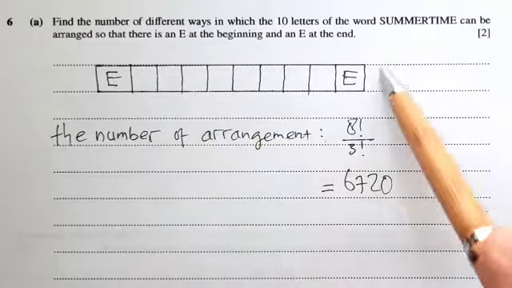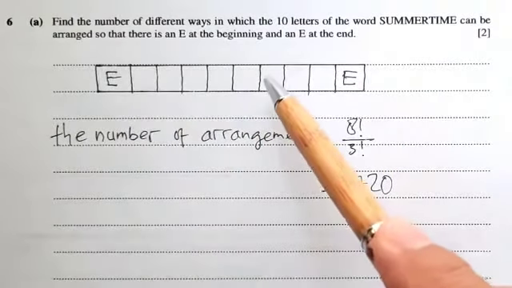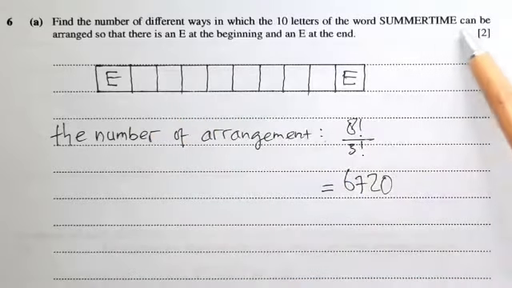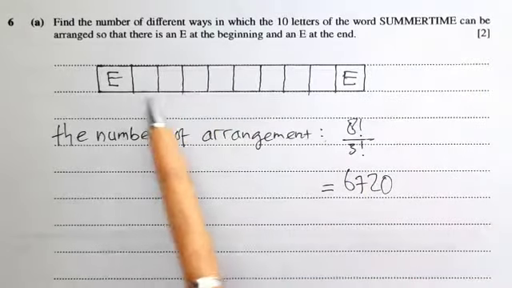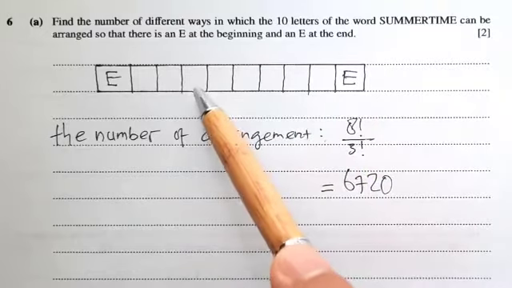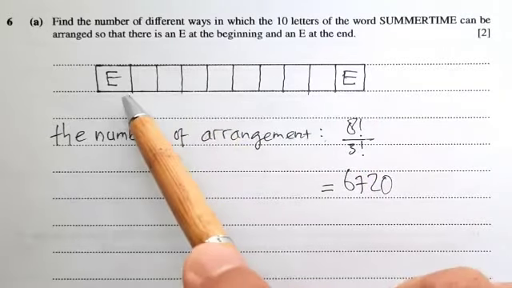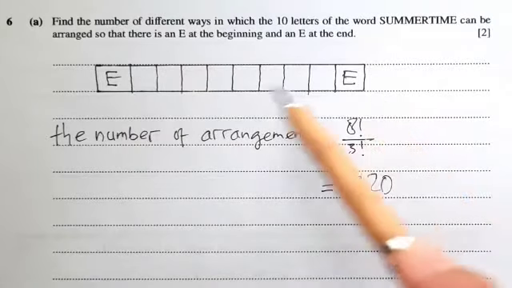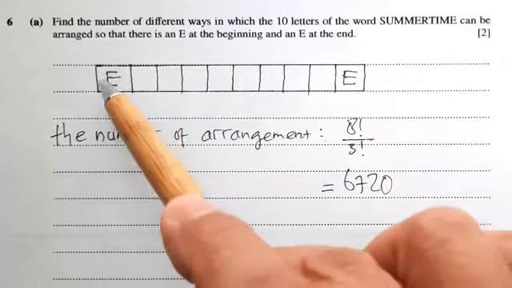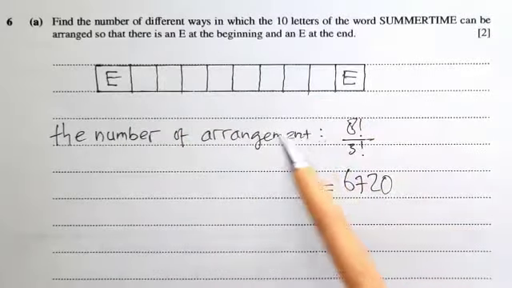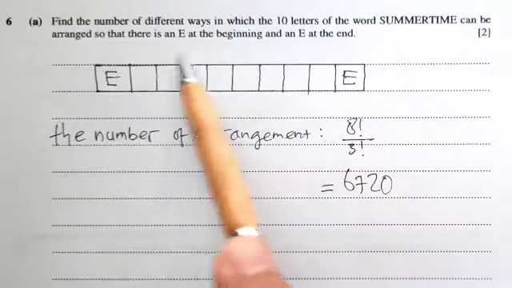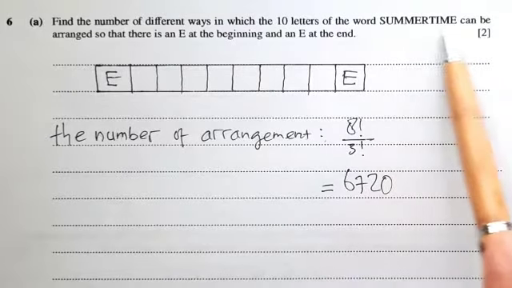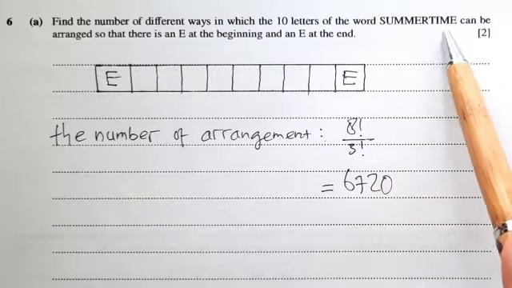Let us use 10 boxes to represent the 10 places for the letters. There are 10 letters, so there are 10 boxes. The first box and the last box are filled with E, and there are 8 remaining boxes for the remaining letters in summertime, excluding E.